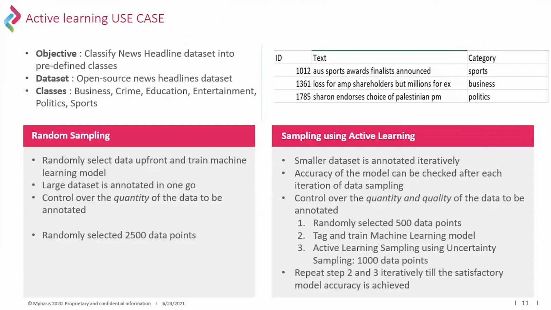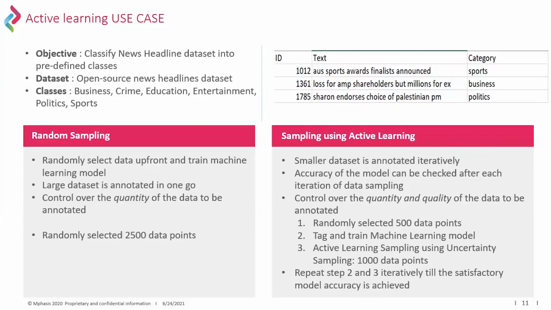Before explaining the specific active learning methods, I would like to share a machine learning use case about classifying news headline data into predefined classes. The classes are business, crime, education, entertainment, politics, and sports. If you can see on the right, there is a snippet of the data where the text column contains the news headline and the category is the predefined user-provided class. For example, the third line, which reads "Sharon endorses choice of Palestinian PM", is classified as a data point belonging to the politics category.